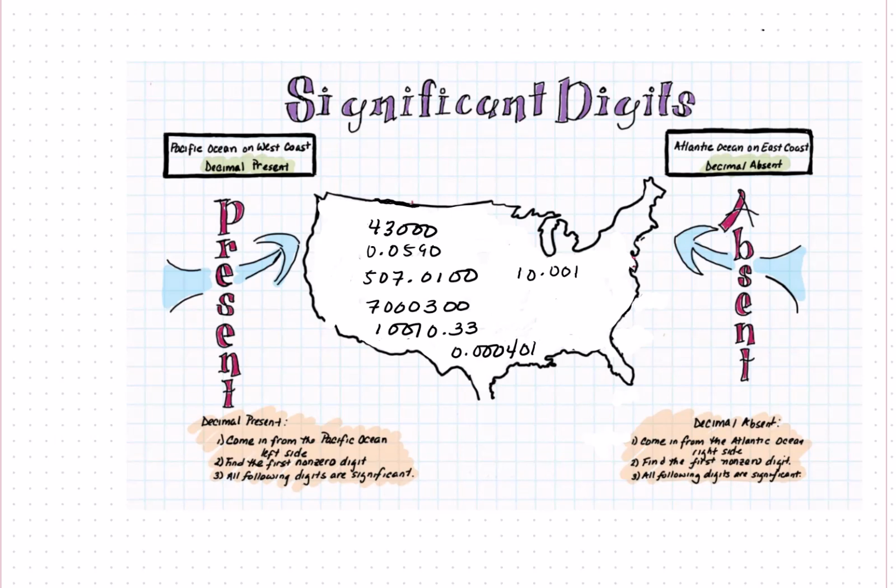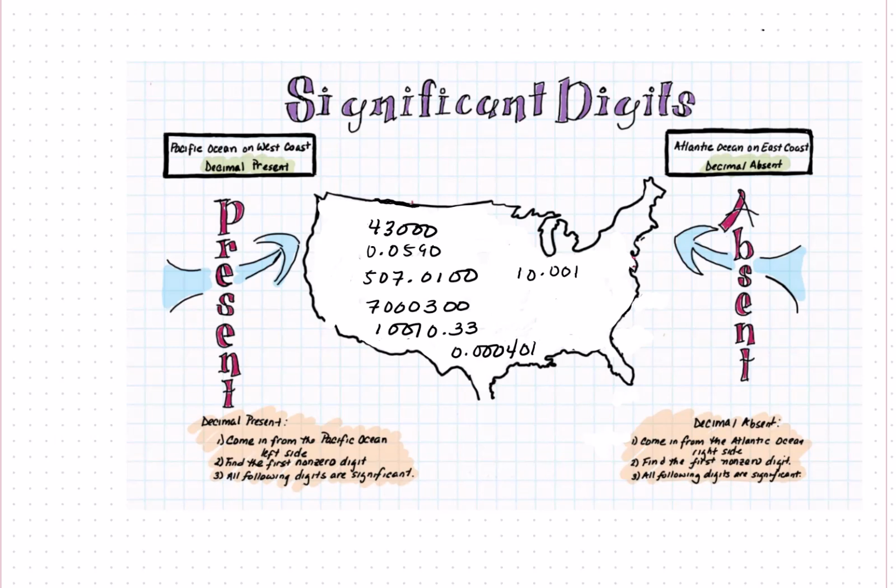Pacific Ocean starts with P, so we say the decimal is present. The Atlantic Ocean starts with an A, so we state that the decimal is absent. So we look at the number and we see if there's a decimal present. So if I look at my first number, 43,000, there is no decimal present. It has to be written in.